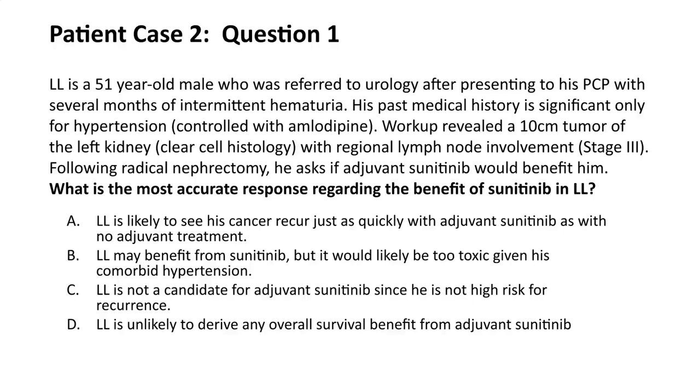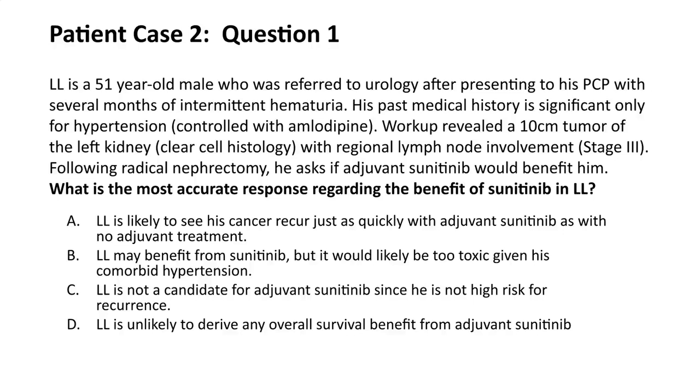A workup reveals a 10-centimeter tumor of the left kidney that is clear cell in histology, the most common histology in kidney cancer, with lymph node involvement, making it stage 3. He has a radical nephrectomy and he asks if adjuvant sunitinib would benefit him. What is the most accurate response regarding the benefit of sunitinib in this patient?